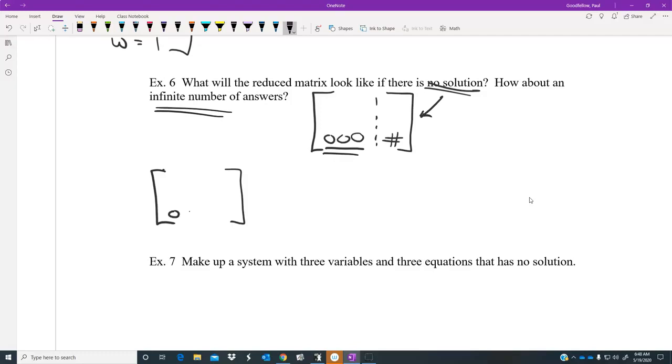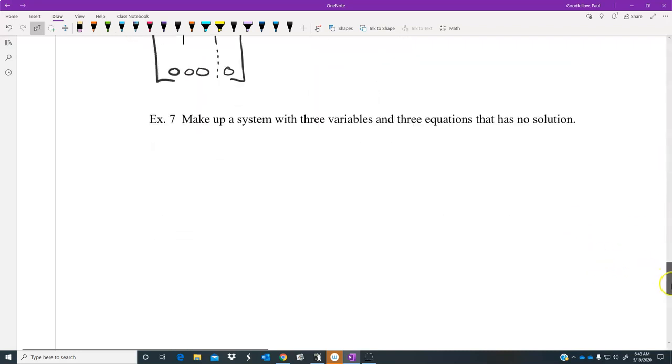If it turns out that you get a row of zeros, but the augmented part turns out to be a 0 as well, this would be a consistent solution, meaning that the 3 lines would have an infinite amount of answers because they lie on top of one another. So that's the difference between what you'd be seeing for a no solution and an infinite amount of solutions, okay?